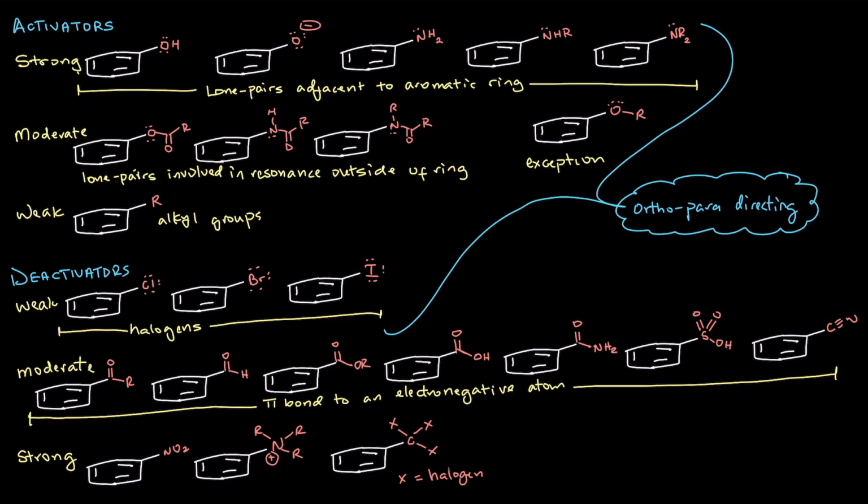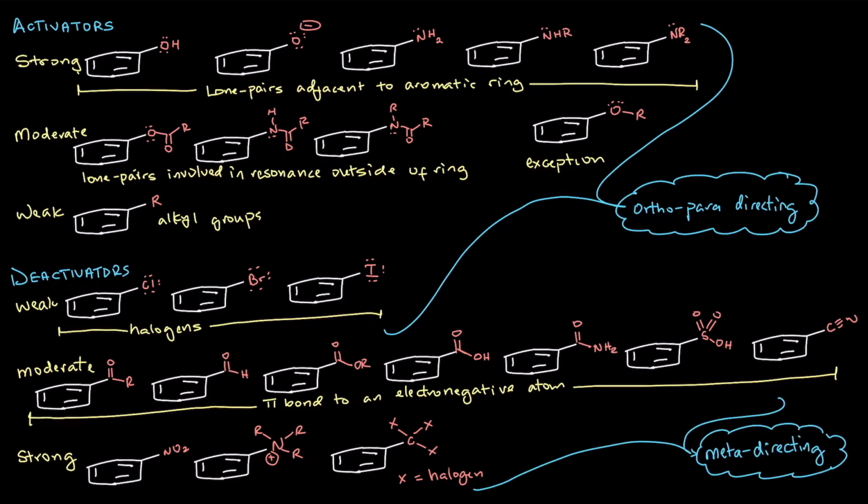Okay, and as we've just talked about, activators are ortho-para-directing, and we talked about why that's the case. So it's not a surprise that all your activators that we mentioned are going to be ortho-para-directing. However, there is a deactivator that's also ortho-para-directing, which are your halogens. So keep in mind that that's your exception to the rule. And of course, as a general rule, your deactivators are meta-directing. So notice that your moderate and your strong deactivators are all meta-directing. Once again, the exception here is your halogen, which is a deactivator, but it's going to be ortho-para-directing.